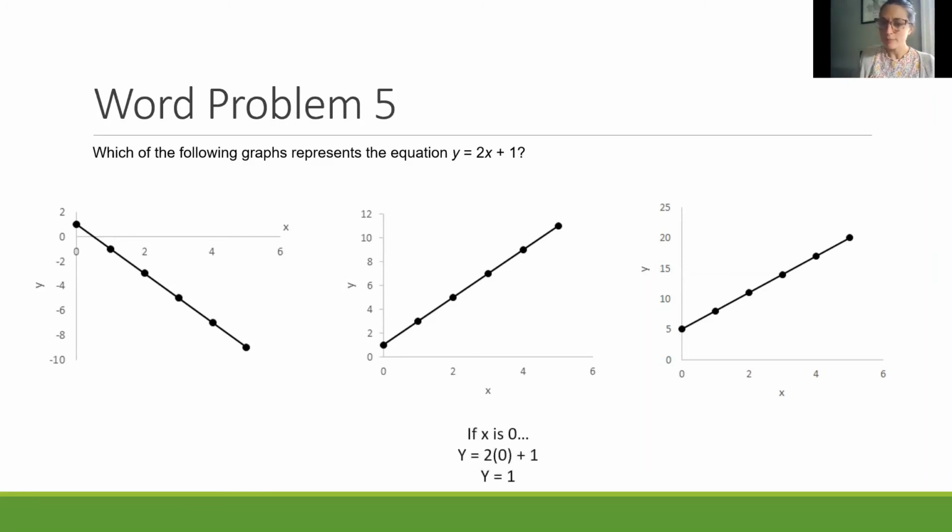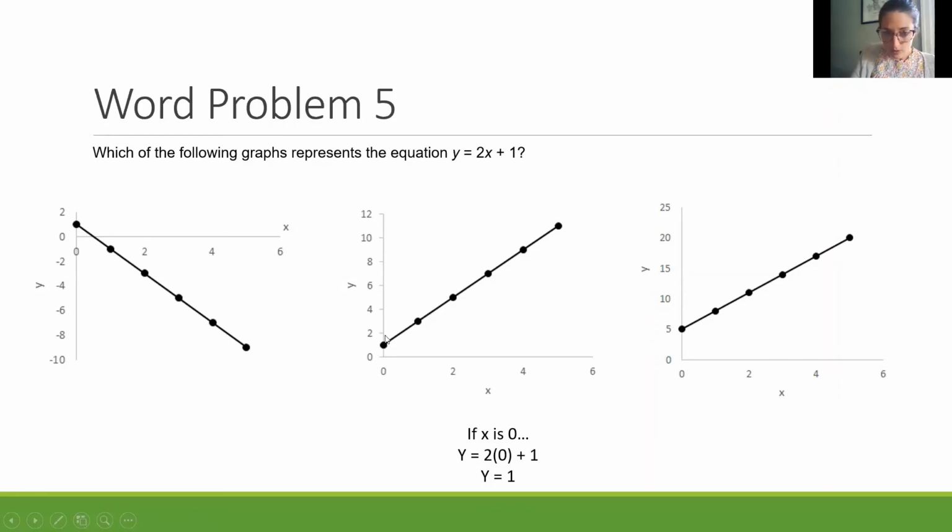So let me show you an example. So if we show that x is 0, and then we plug that into the equation, that means our equation would say y equals 2 times 0, because we replace the x with 0, plus 1. Well, we know 2 times 0 is 0, so it just ends up being y equals 1. Now take a look at the graphs. Do you see on the first graph where our first point is at the 0, x point, but on the y-axis it's at 1, so our point would be 0, 1. That would work.